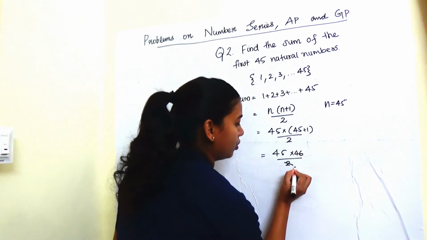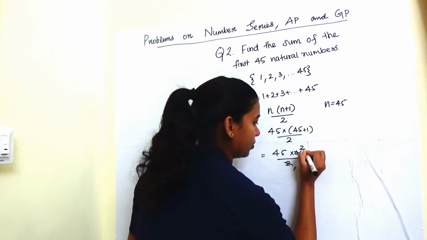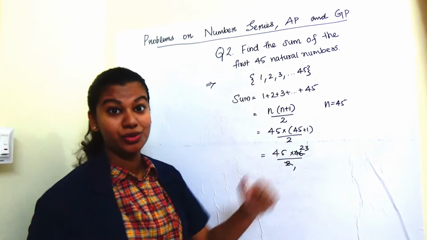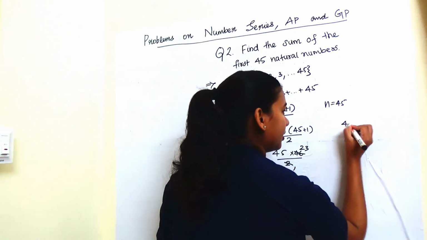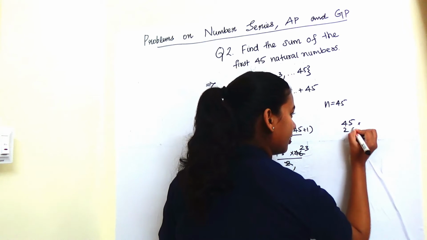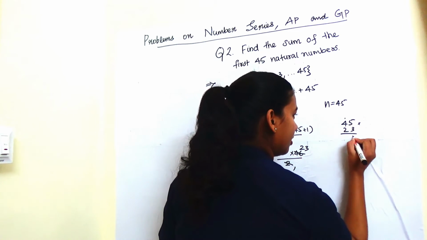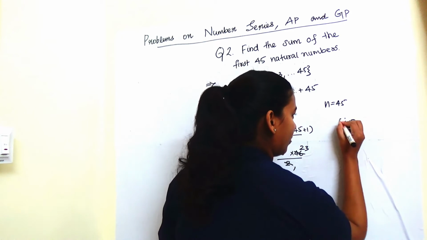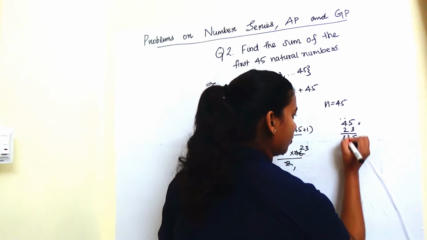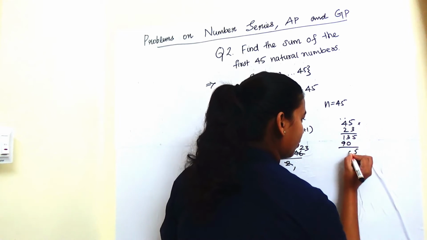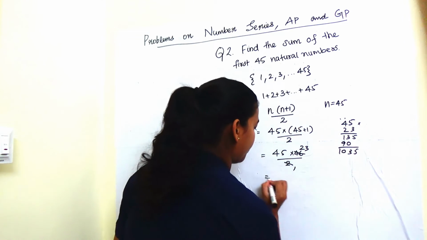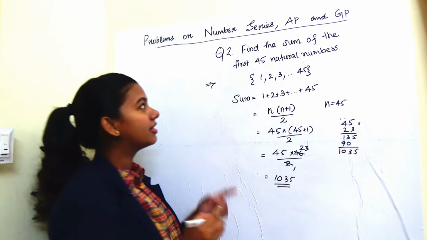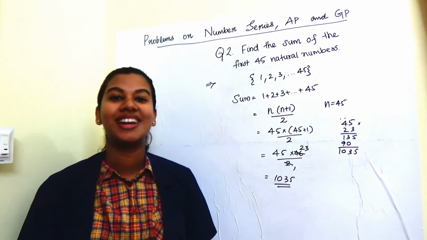Okay. 2 1s are 2, 2 2s are 4. 23. 45 into 23. 5 3s are 15. 3 4s are 12 plus 1, 13. 5 2s are 10, 4 2s are 8, plus 1 is 9. 5 3 1. So 1035 is the sum of the first 45 natural numbers.